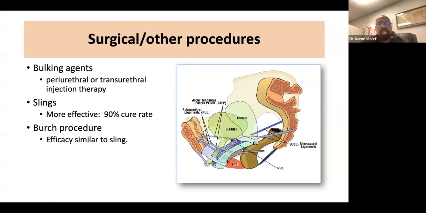So what are the other procedures that we can look at? There are other options like bulking agents. These are for patients that are having stress incontinence, right? So you can offer them bulking agents as a first line, before you become more invasive by doing a Burch procedure or putting in a sling. A bulking agent is just an injection of some bulking material around the urethra. So it does help, it does improve incontinence.